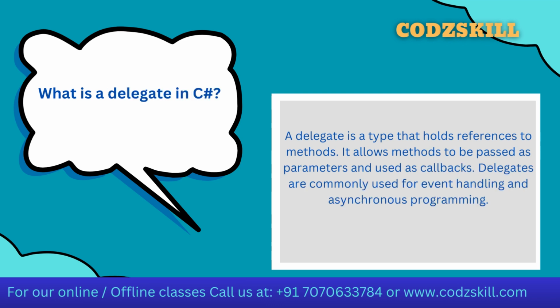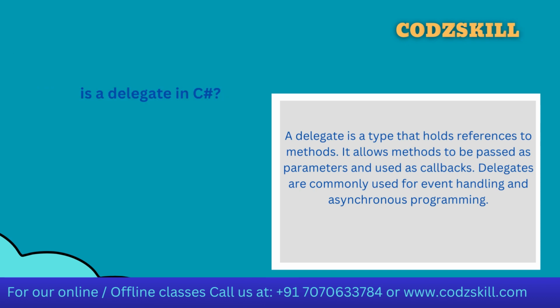8. What is a delegate in C#? A delegate is a type that holds references to methods. It allows methods to be passed as parameters and used as callbacks. Delegates are commonly used for event handling and asynchronous programming.